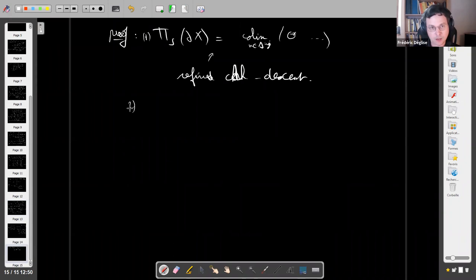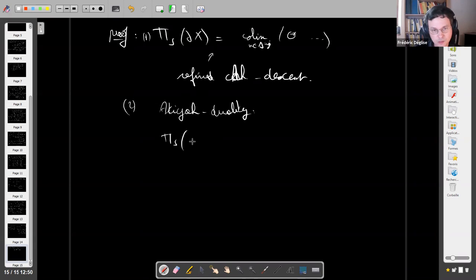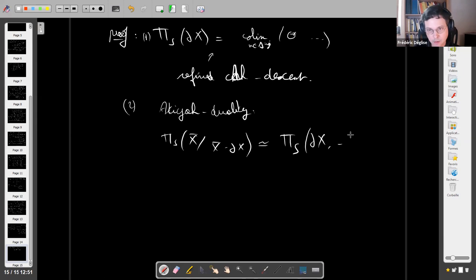Then for the second point, as I said, it's a kind of a refinement of Morel-Voevodsky's purity. So we have something that we call, it's also close to Atiyah duality. And it can be stated like that. So we want to compute this X̄ over X̄ minus ∂X. The point is that X̄ over S is smooth, but ∂X is not smooth. But because it's a normal crossing divisor, you can still do it. And what you get is that it's isomorphic to π_S of ∂X, with a twist by minus the tangent space of X̄ over S restricted to ∂X. And you take the Thom space. Okay, so actually, I'll let you realize this formula.